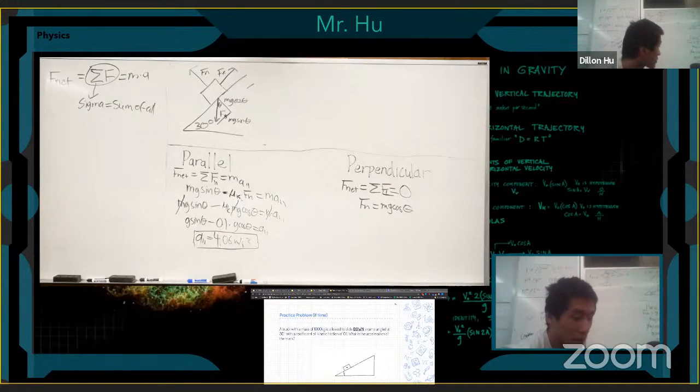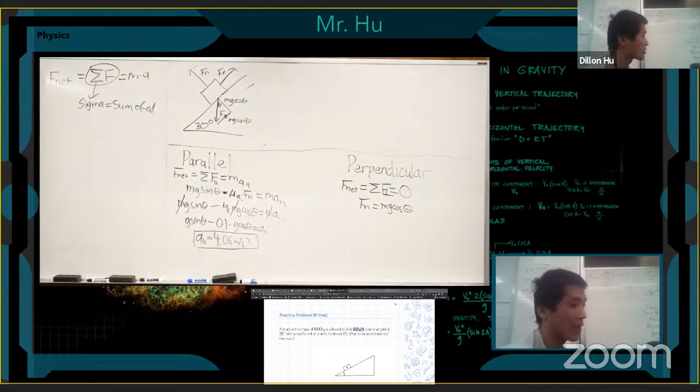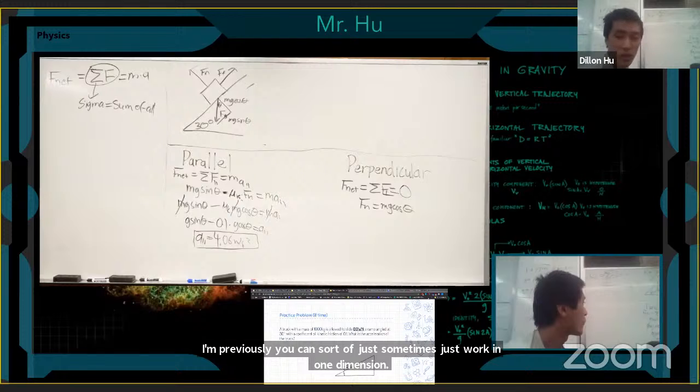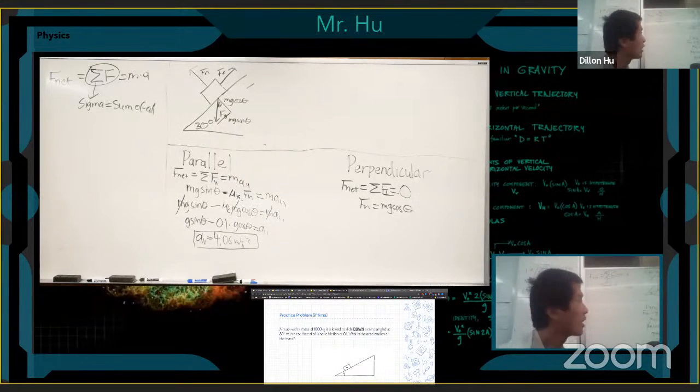Does anyone else have any questions on anything that I covered today? This is kind of different because you have to really start separating things into parallel and perpendicular components. Previously, you can sometimes just work in one dimension. You can just say, I know that my normal force is equal to my force of gravity. Now you actually have to be more careful. You actually have to figure it out. I would not recommend memorizing anything here, not even the setup. I would instead think about how you can break things down into parallel and perpendicular components.